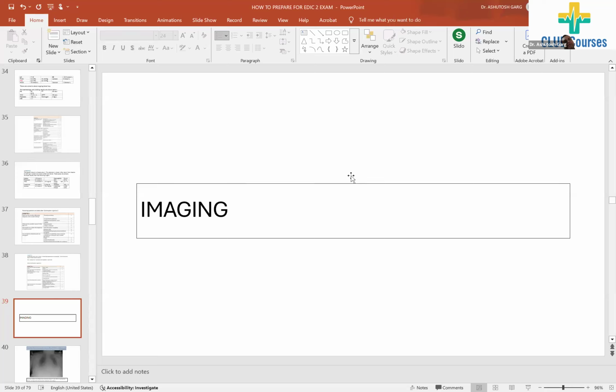In a case, you will get 3 or 4 vignettes. Each vignette is a different topic of critical care medicine. One topic may be trauma, one topic maybe some AKI, one topic from pulmonary embolism, one topic is rhabdomyolysis, like that. Then the imaging part.